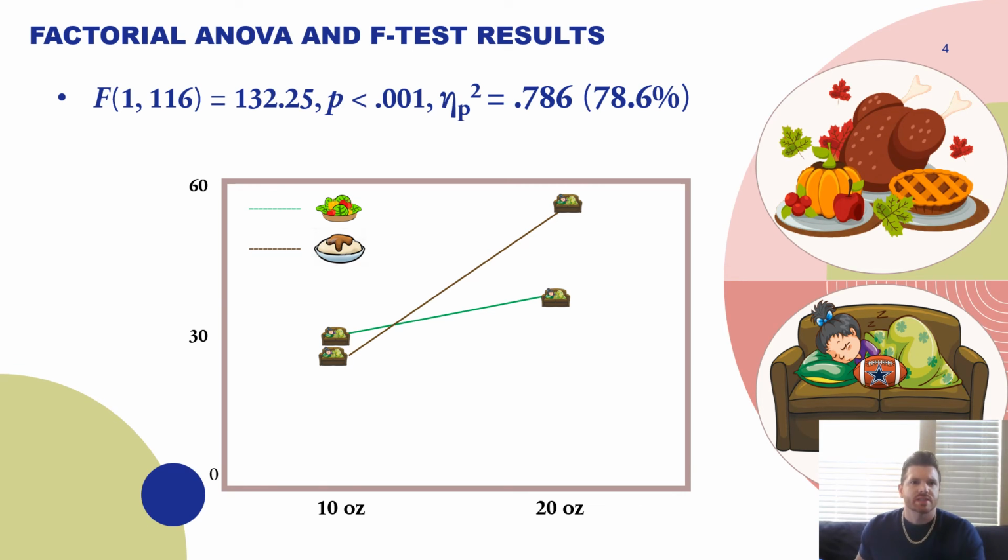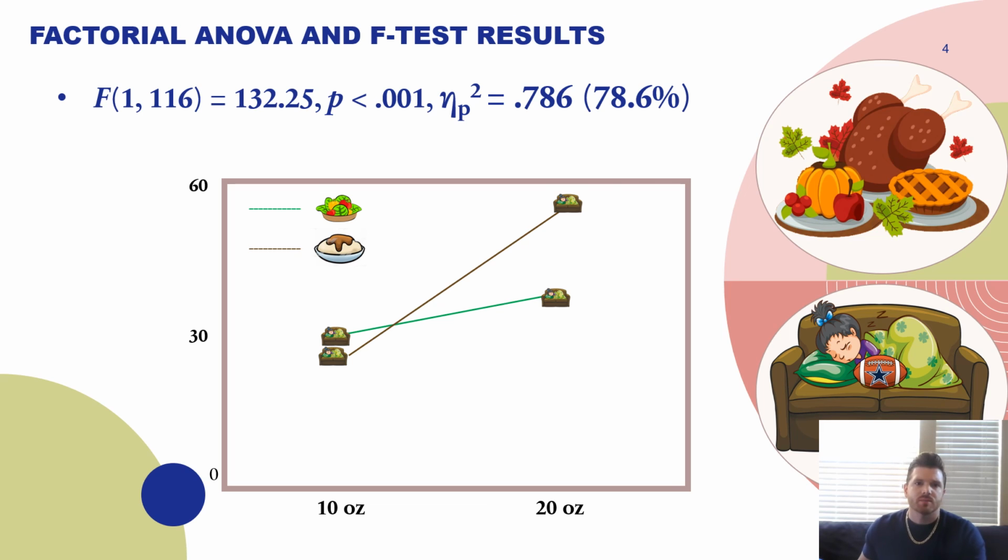So our F-test, with our degrees of freedom, comes back with a score of 132.25. And the further we get away from 1, the more likely we are to see a statistically significant difference in our interaction. And that's exactly what we see here, with our p-value being less than 0.001, which in our case was even lower than that. And we also get a partial eta squared of 0.786, meaning 78.6% of the variance is attributed to the interaction of how much we slept in our food coma and how much of the game we missed.